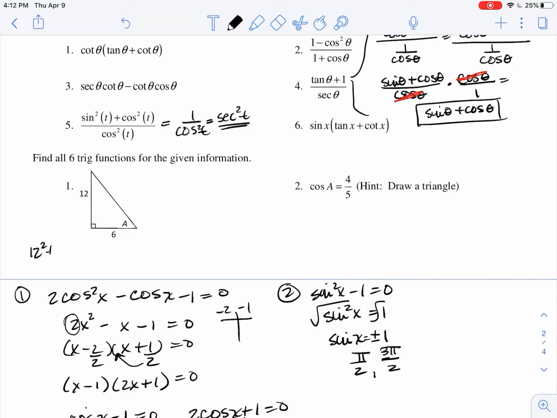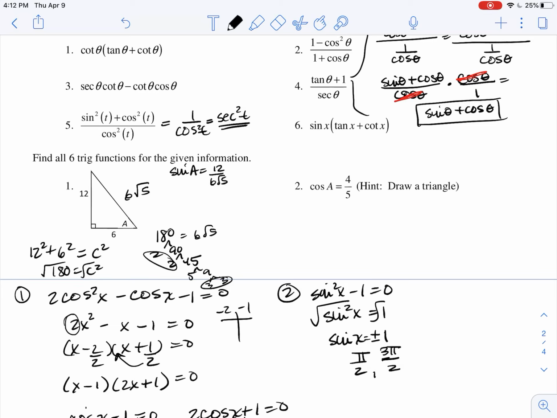Okay, find all 6 trig functions for the given information. Okay, let's do it. First thing I'm going to do is find the hypotenuse. So 12 squared plus 6 squared is big number squared. So 144 and 36 is 180. I'll call that c squared. So 180 is equal to c squared. And if I take the square root, do a little factor tree: 2 and 90, 2 and 45, 5 and 9, 3 and 3. So that's going to be 6 roots 5. 6 is on the outside, 5 is on the inside.